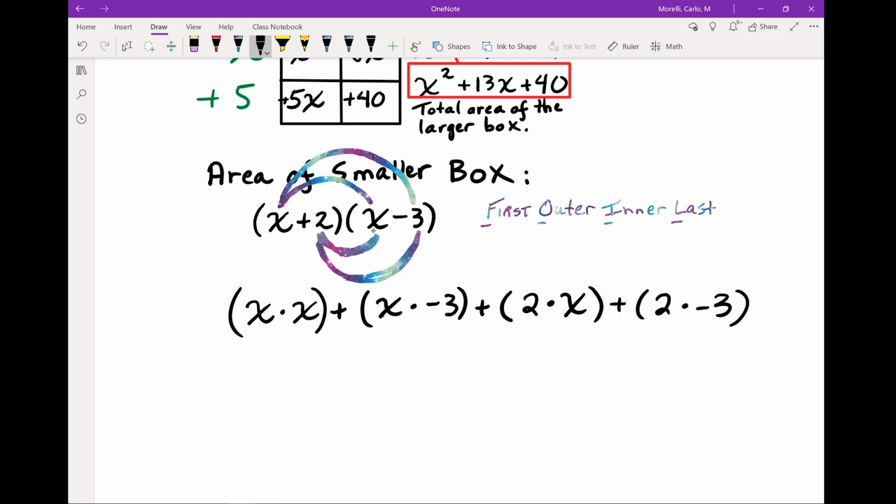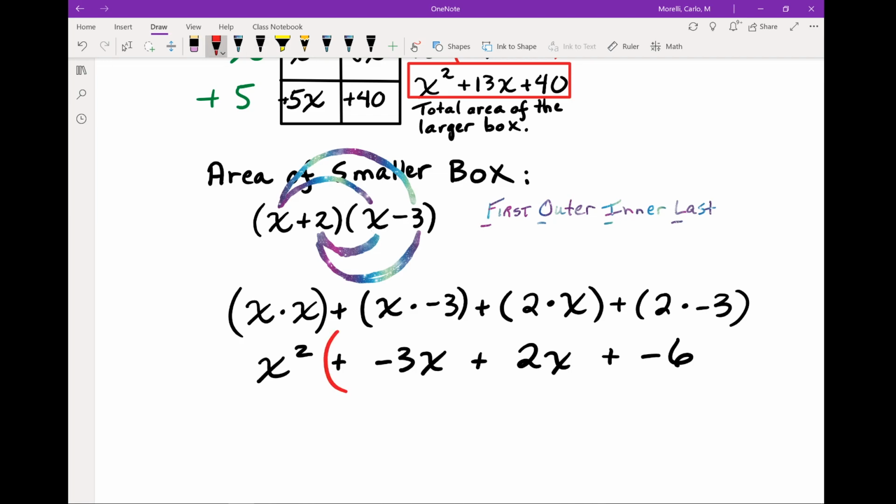All right, Jonathan, help me out. So what's x times x? x squared. Plus, what's negative 3 times x? Negative 3x. What's 2 times x? 2x. And what's 2 times negative 3? Negative 6. So I have x squared plus negative 3x plus 2x plus negative 6.